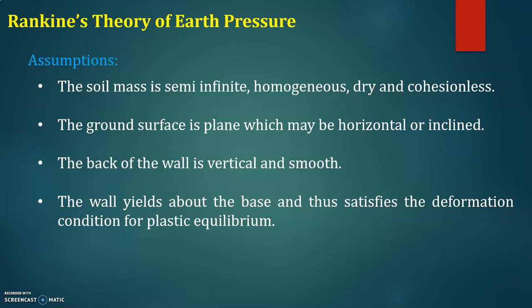Sometimes the retaining walls are constructed of masonry or concrete, and hence the back of the wall is never smooth, so frictional forces develop. As a consequence of Rankine's assumption of no frictional forces at the wall face, the resultant pressure must be parallel to the surface of the back face. But the existence of friction makes the resultant pressure inclined to the normal to the wall at an angle that approaches the friction angle between the soil and wall.